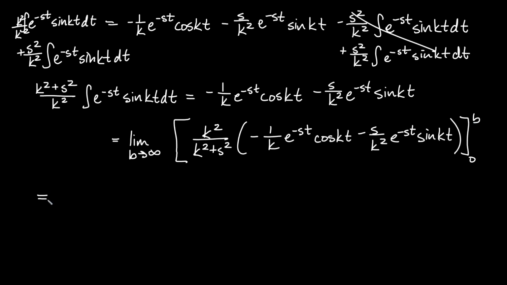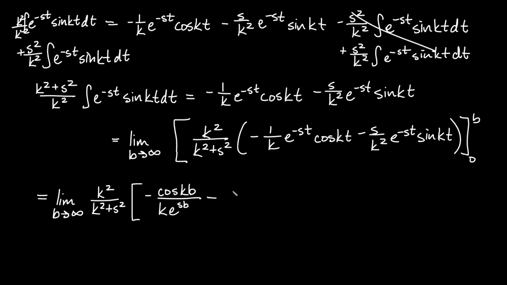Let's go ahead and see what happens when we use our b approaching infinity. So we'll have this constant multiple. We'll have k squared over k squared plus s squared. And if we put b in here, we'll actually get negative cosine of kb over k e to the sb minus s times sine of kb over, I'm going to go ahead and bump that down as well, k squared e to the sb. So that's our plugging in b minus what we get when we plug in 0.